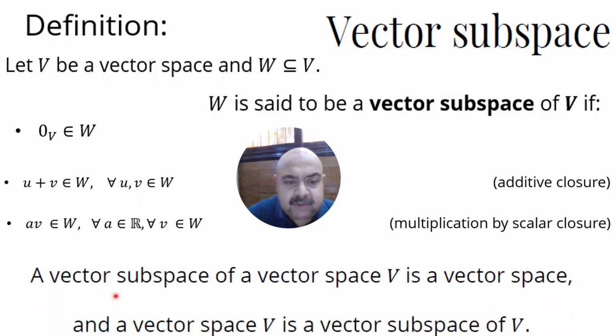Then a vector subspace of a vector space V is a vector space. So once more, a vector subspace of a vector space V is a vector space. This is really very important. And we did go through this previously.